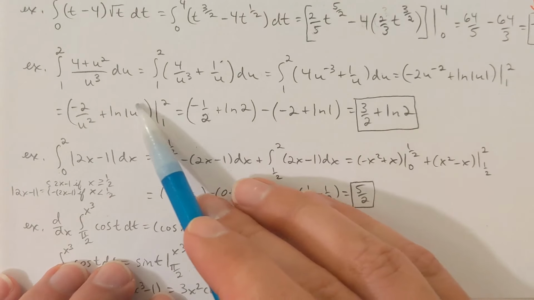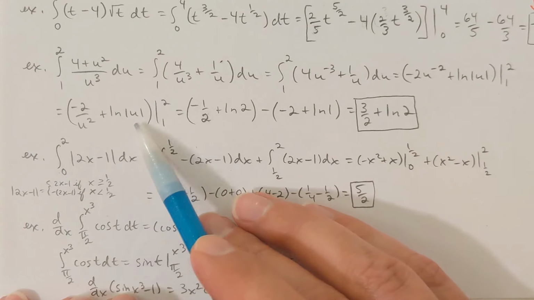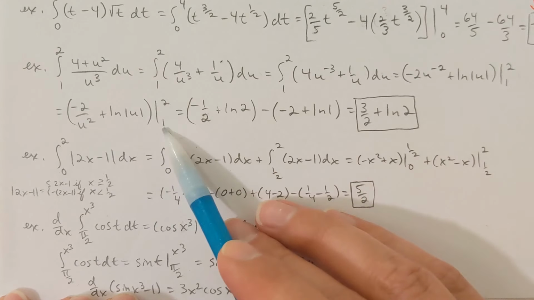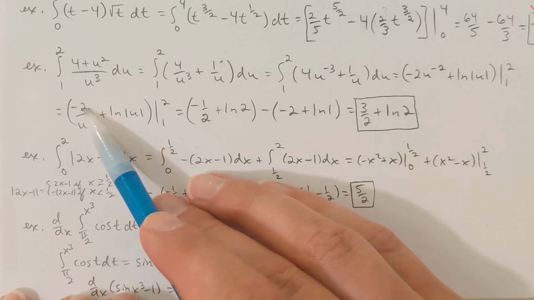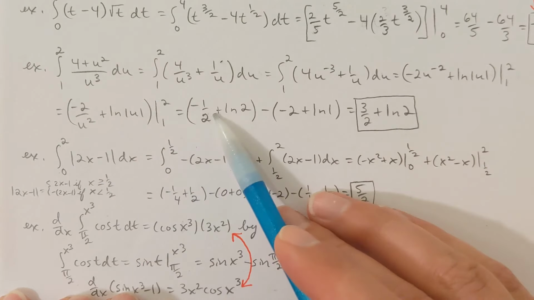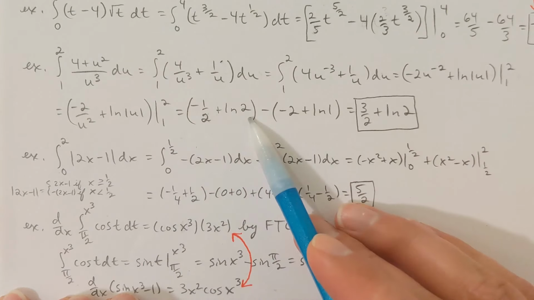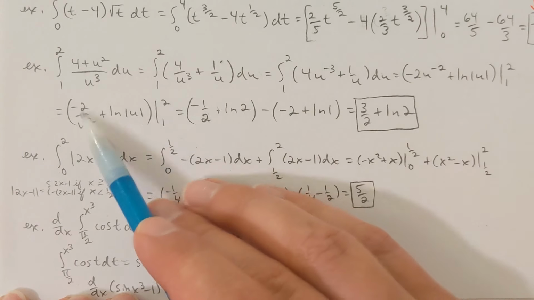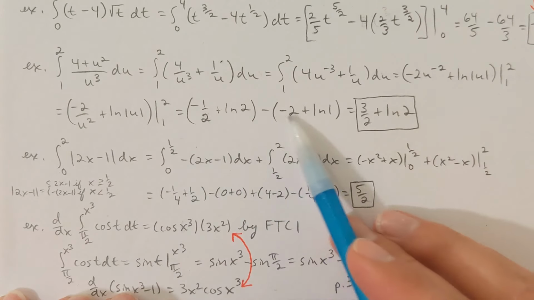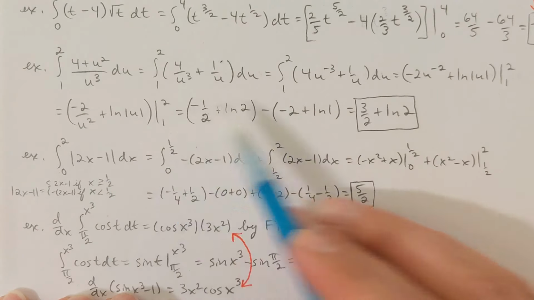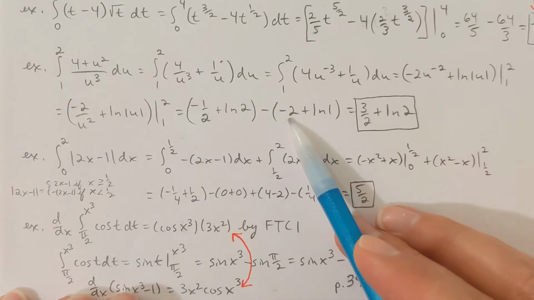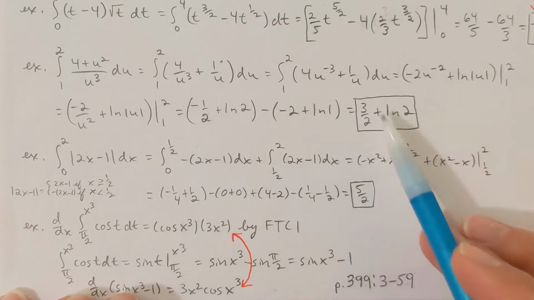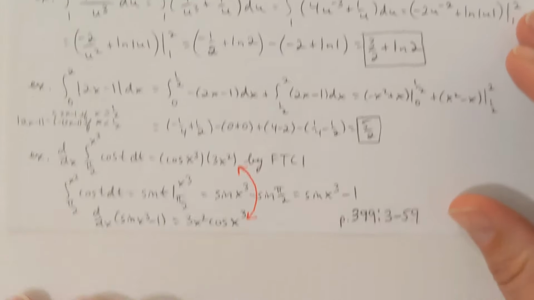And here's another situation where I actually don't need absolute value bars because 2 and 1 are both positive numbers when I plug them in. When I plug in 2, okay, negative 2 divided by 4 is negative 1 half. I'm adding the ln of 2, and then when I plug in 1, it's going to be a minus the quantity negative 2 plus ln of 1, which is 0. Negative 1 half plus 2 is 3 halves, so 3 halves plus the ln of 2, that would be the exact answer there.